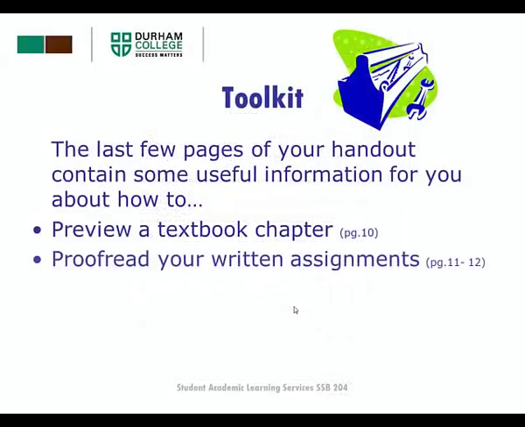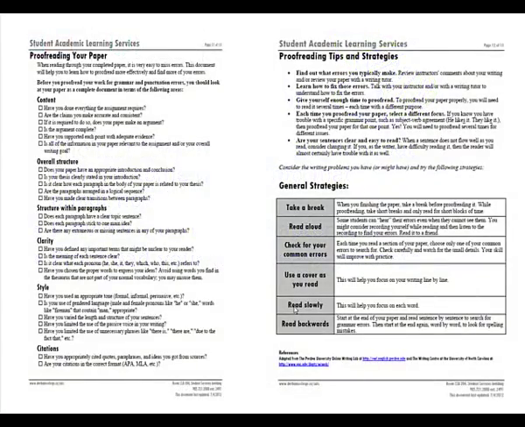The next part of the toolkit is how to proofread your written assignments. So if you turn to page 11 and 12, on page 11 you can see a checklist, and it's a series of questions to guide you through your paper for proofreading. So the first question about the content is, have you done everything the assignment requires? If yes you have, you check the box. If you haven't, you have to go back and change it.